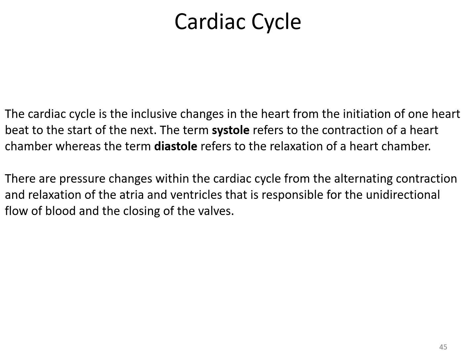You've got pressure changes that happen throughout the cardiac cycle from the alternating contraction and relaxation of the different chambers, and that's responsible for the unidirectional flow and the closing of the valves. So when it contracts, it's going to push the blood into the next chamber, and that allows for pressure changes to happen. And as those pressure changes happen, it allows for the opening and closing of the valves, all so that the blood can move in the proper direction and not flow back.